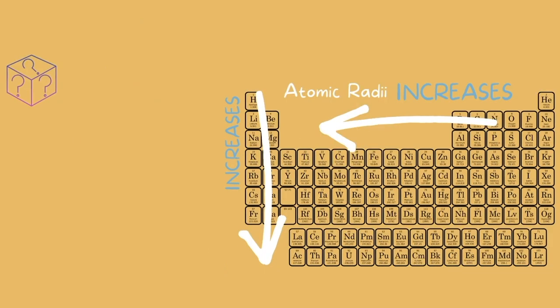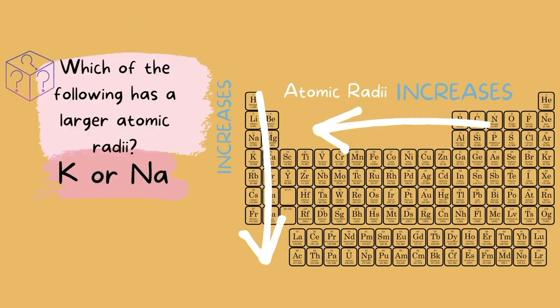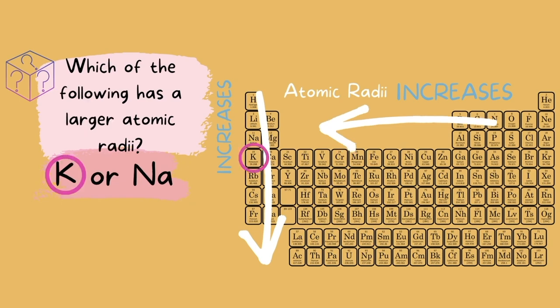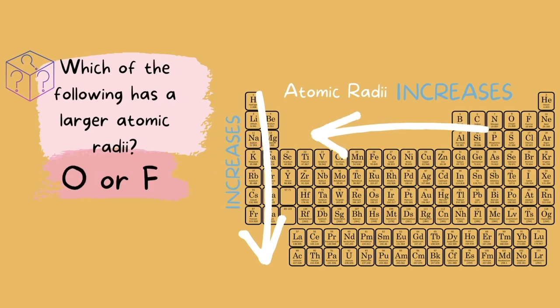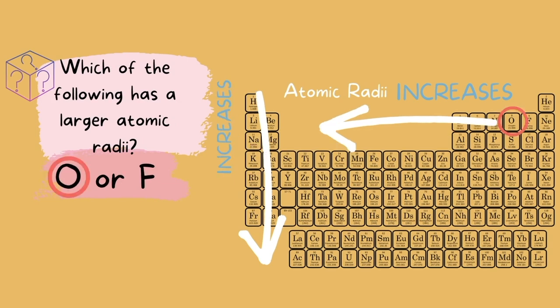Let's try a practice question. Which of the following has a larger atomic radii, potassium or sodium? Because potassium is lower than sodium, it has a larger atomic radii. How about oxygen and fluorine? Oxygen has a larger atomic radii.